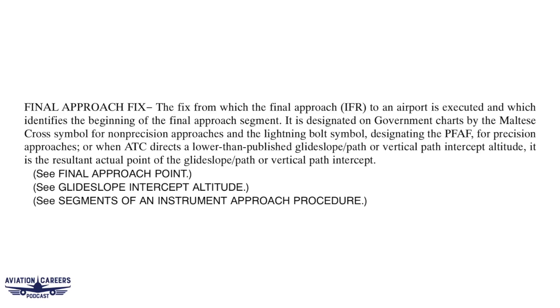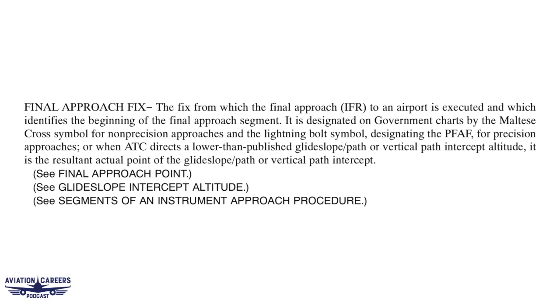On the government charts it's really interesting because there's a Maltese cross for the non-precision. I'm going to show you that later, that Maltese cross designates non-precision, but on a precision approach, it's a lightning bolt. It's a lightning bolt also on the Jeppesen charts. Again, I'm going to show you that in a little bit. That designates the precision final approach fix, and the precision approach starts right there at glide slope, glide path intercept. So that is actually where your final approach fix is.